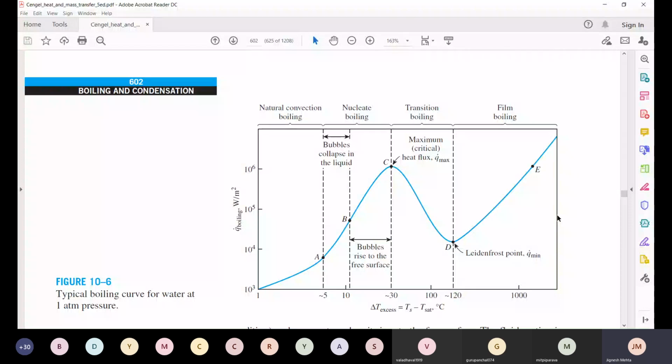One, that it shows how the heat flux varies with delta T excess, that is the temperature difference between the surface and the saturation temperature of the fluid which is being boiled. And this particular graph which is shown to you has been plotted for water, and as you can see, natural convection boiling. So now you know about different regimes of boiling.